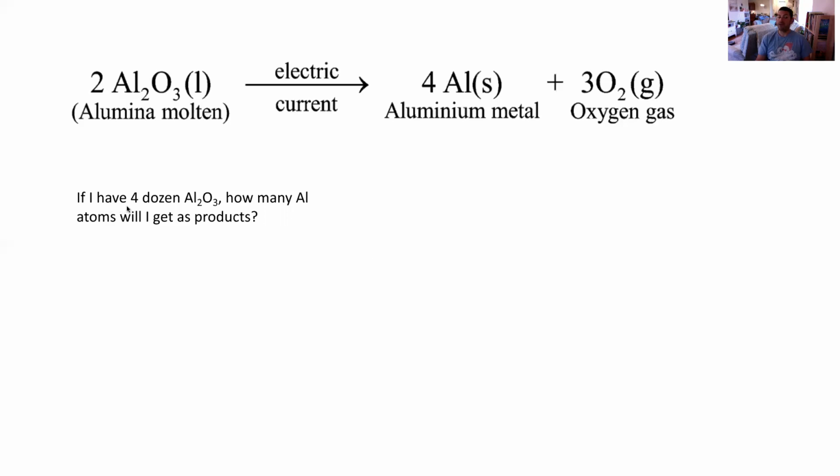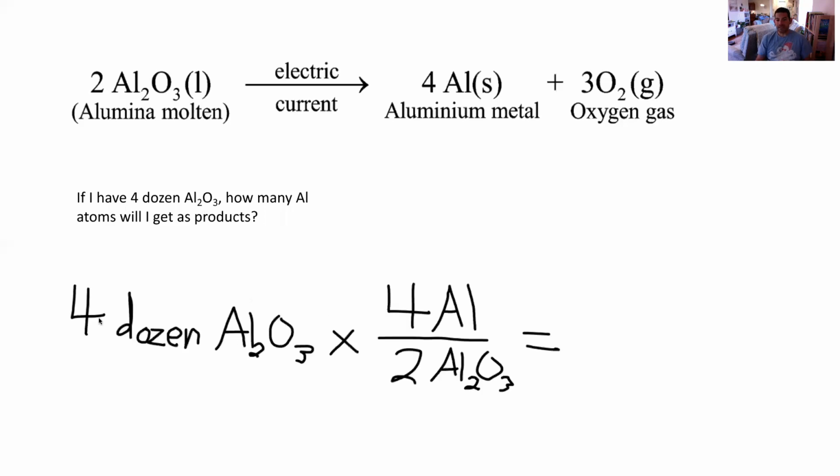Now look at this question. If I have 4 dozen Al2O3 molecules, how many aluminum atoms will I get as products? You might distribute. You might say, okay, Mr. L, 4 dozen, that's 4 times 12. I can do that in my head. That's 48. But I don't want to write 48. I'm going to leave it as 4 dozen. All right, 4 dozen aluminum oxide, and I'm putting the exact same mole ratio. The substance that I was given in the problem, aluminum oxide, is going on the bottom.